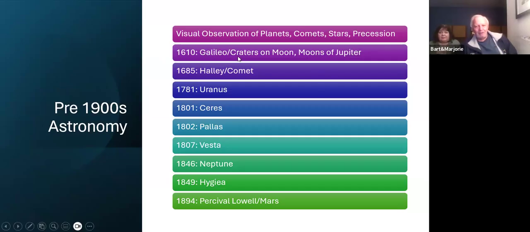But he had to be quiet about that because the church was going to burn him at the stake. Then we had more telescopes advance beyond Galileo, and Halley discovered this comet in 1685, which comes every 86 years.